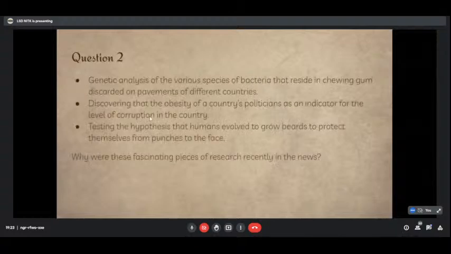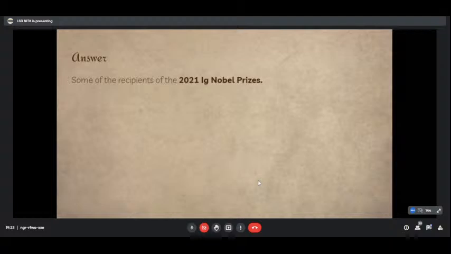So these very strange but interesting pieces of research, where would they have been in the news? Anyone want to unmute and tell me what they think the answer is? It's okay if it's wrong. Is it the Ig Nobels? Yeah, nice. That's perfect. So these were the recipients of the 2021 Ig Nobel Prizes.